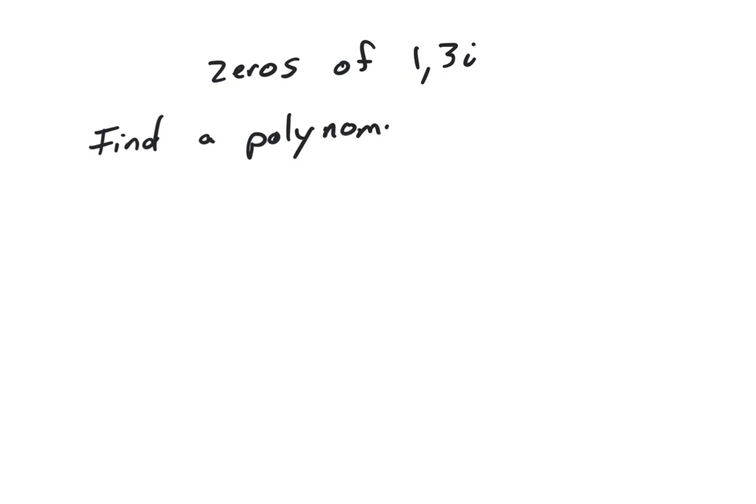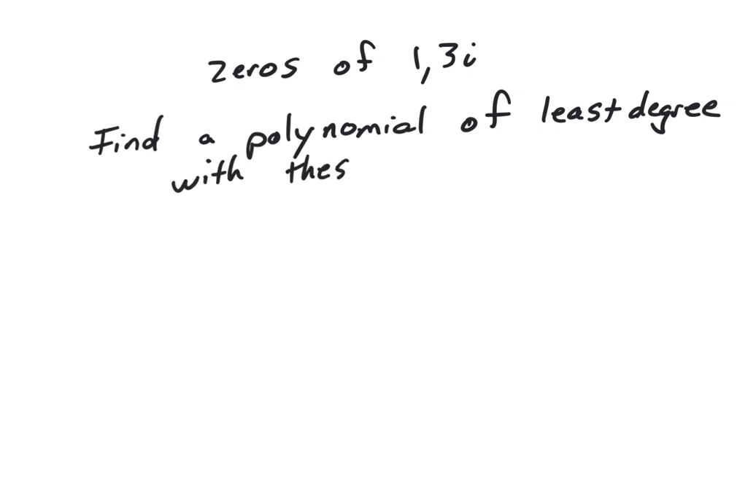Okay, so if I give you an example here. If I have zeros of 1 and 3i, you're going to see a question like this. Find a polynomial of the least degree with these zeros.